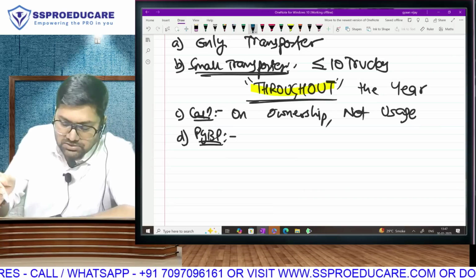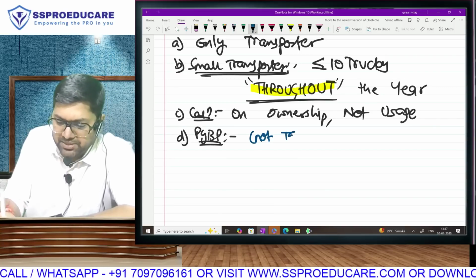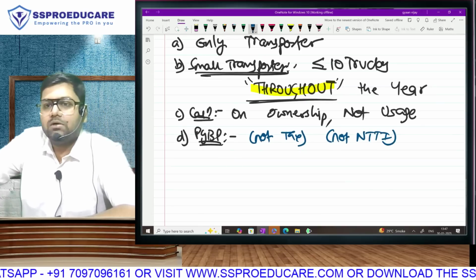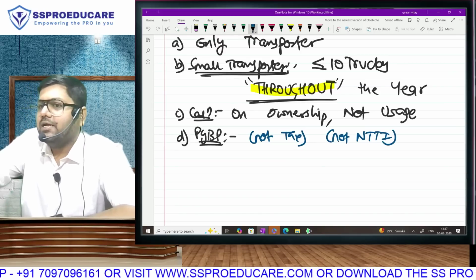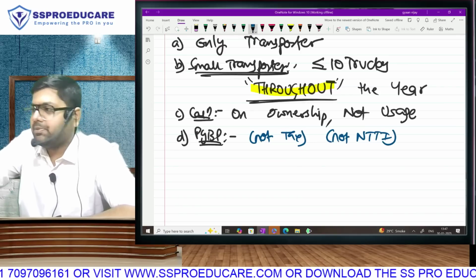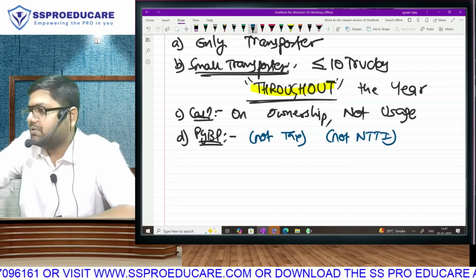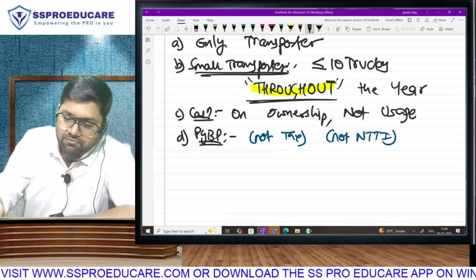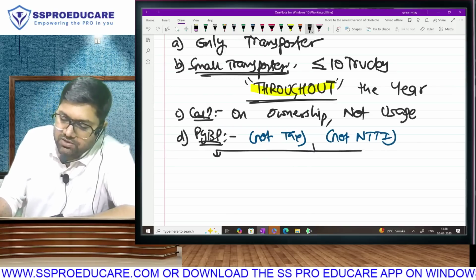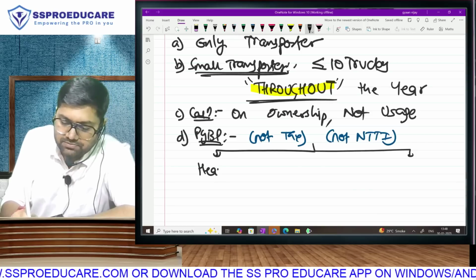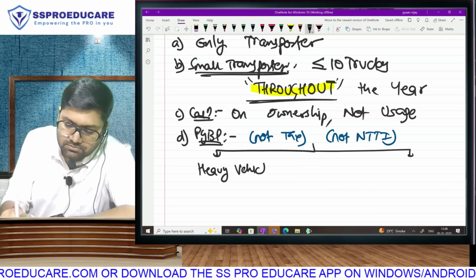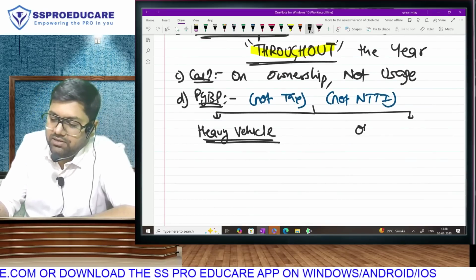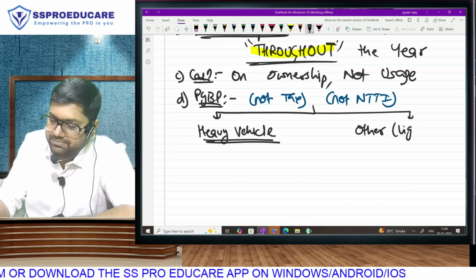Because was the fourth point calculation in all of them? What will be your PGBP? This is not your tax. This is not your NTTI. This is your PGBP. Everyone is with me? This is your PGBP. We will go and see whether your truck is a heavy truck or your truck is other. Other will cover 2 types, light or medium.